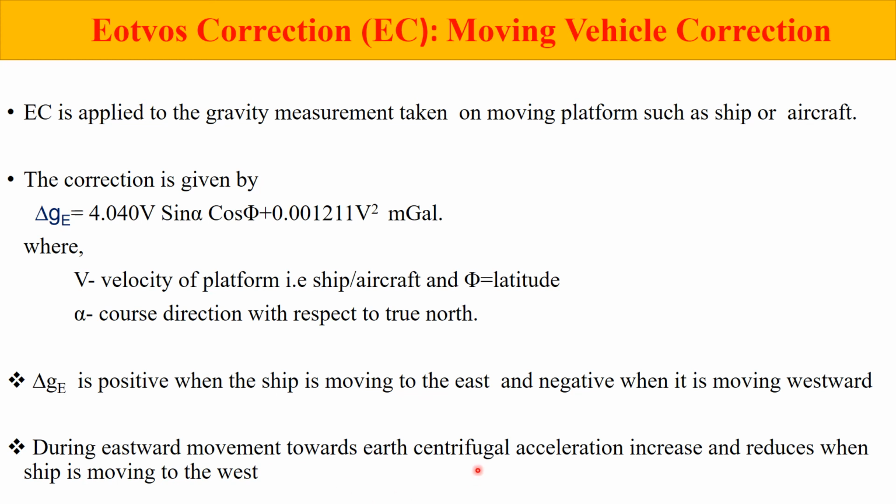Now if it is moving to the west, it acts opposite to the centrifugal acceleration, the gravity value increases, so it has to be subtracted, so it is negative when it is moving westward. Simply in that way you can think of that. So when you are doing a marine gravity survey, that Eotvos correction has to be taken into account, or in the aircraft survey, airborne survey.